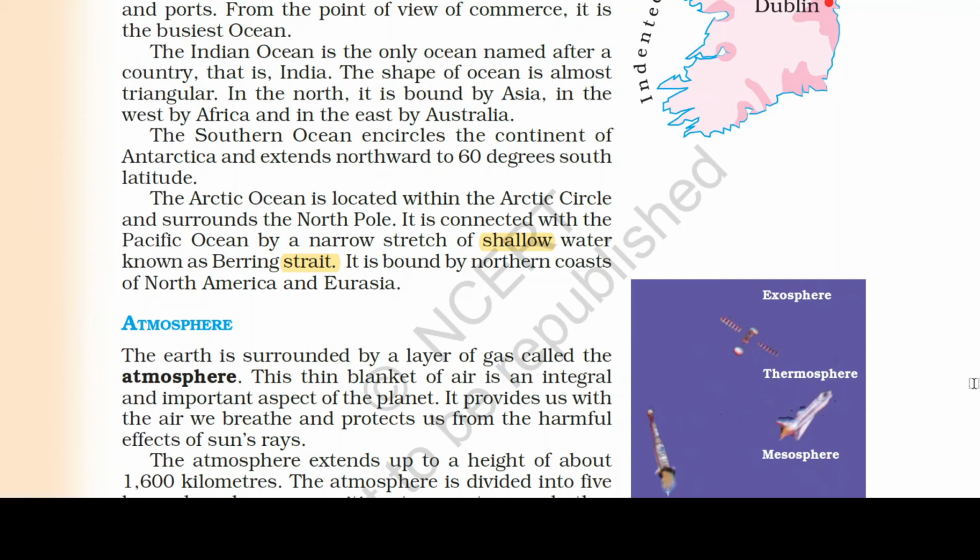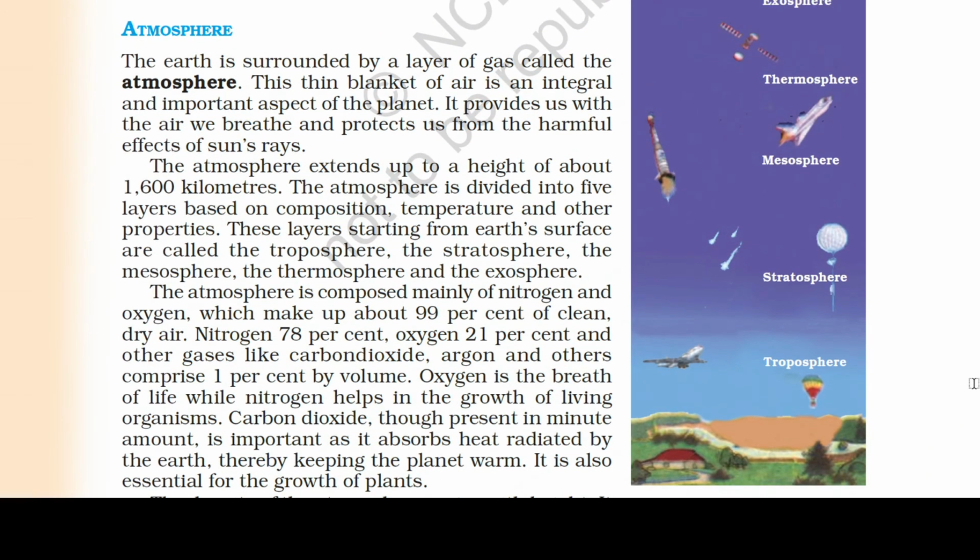Thirdly, we will discuss the atmosphere. This is the third layer. The earth is surrounded by a layer of gas, which is known as the atmospheric layer, or we can say the atmosphere. This thin blanket of air is an integral and important aspect of the planet. It provides us with the air we breathe and protects us from the harmful effects of the rays of the sun.